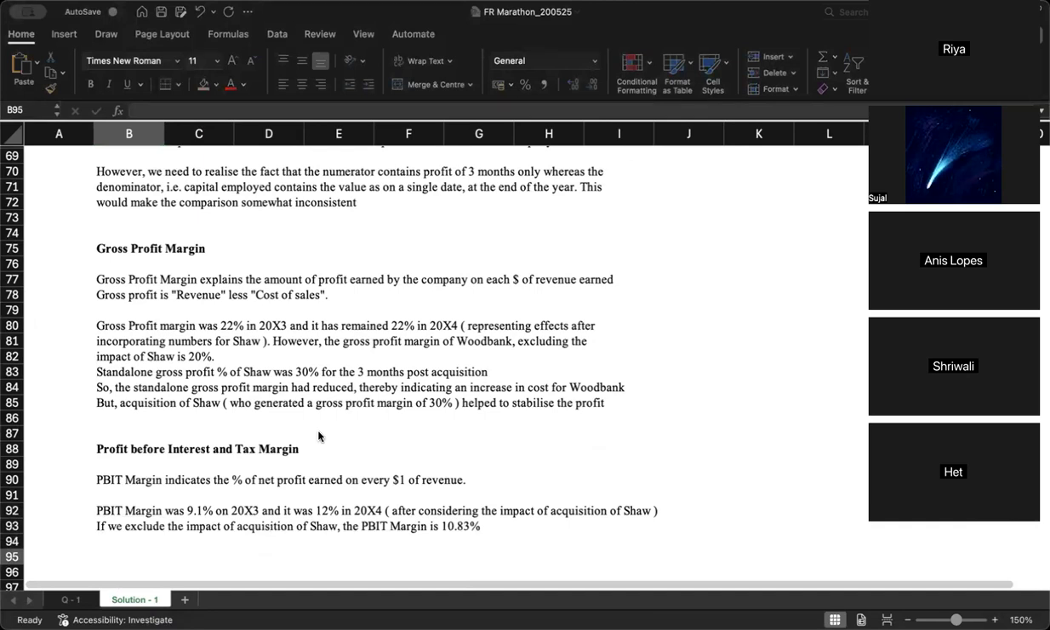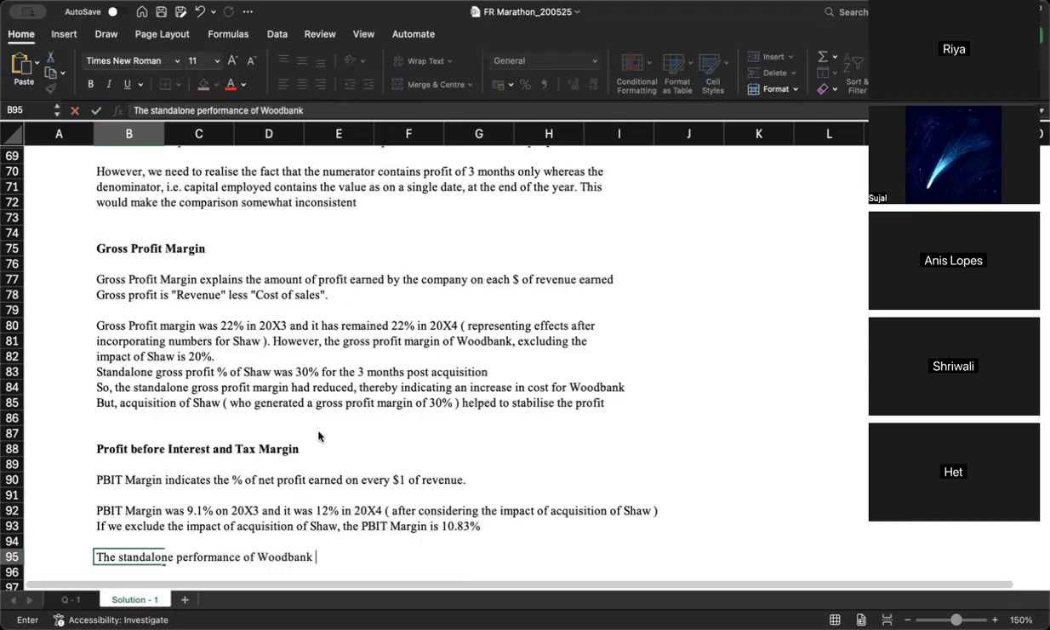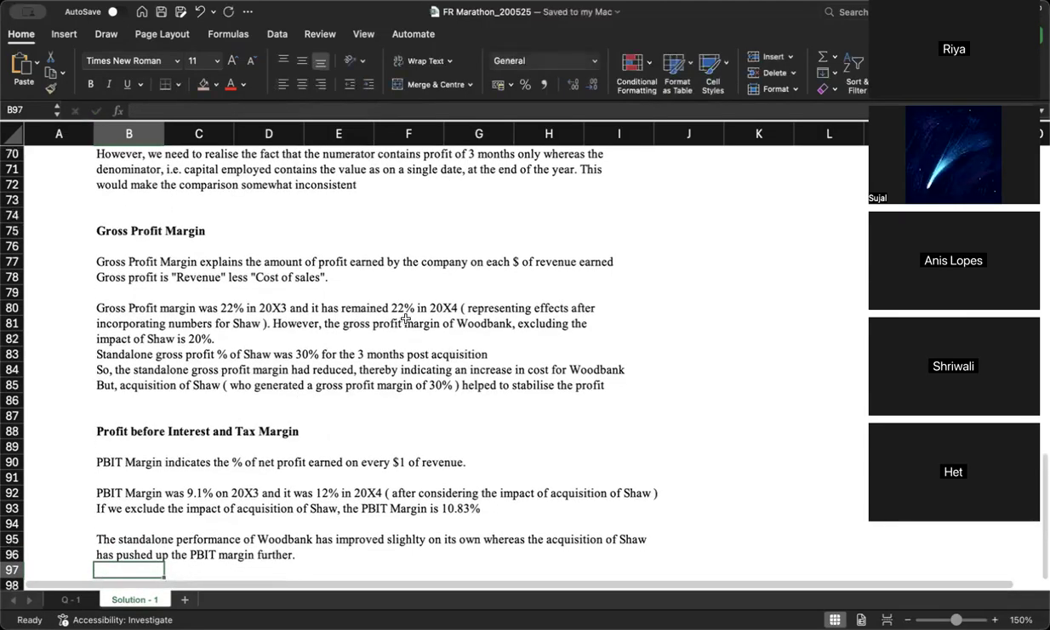The acquisition of Shaw has helped us to improve the overall PBIT margin, and on a standalone basis also the performance of Woodbank has improved. Marginal improvement, but improved. The standalone performance of Woodbank has improved slightly on its own, whereas the acquisition of Shaw has pushed up the PBIT margin further. ठीक है.